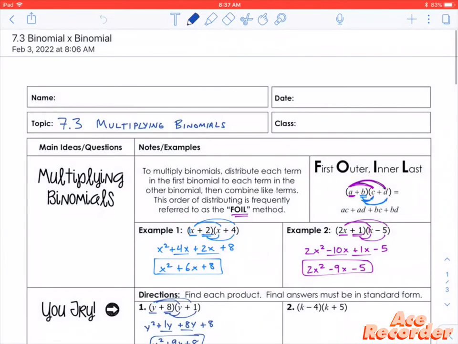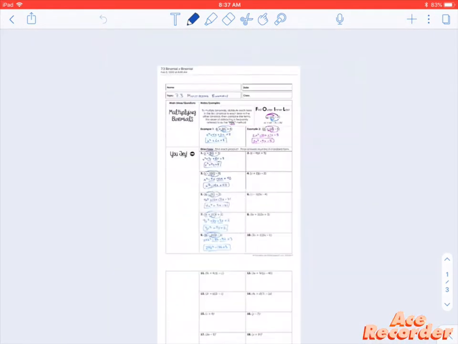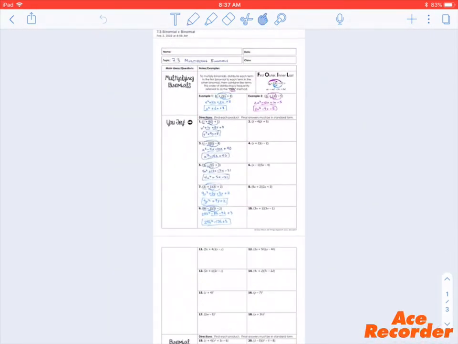Okay, Algebra 1. We are back at it again. I gotta erase this stuff before we get started.